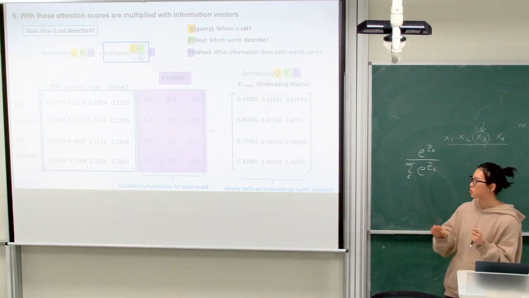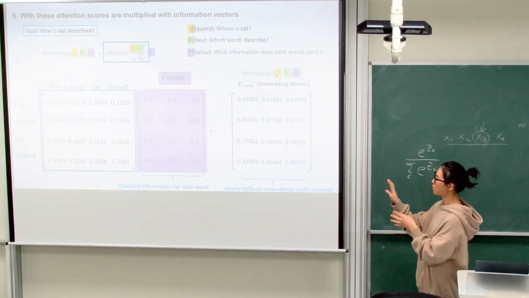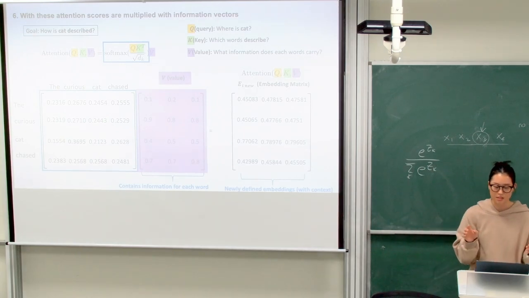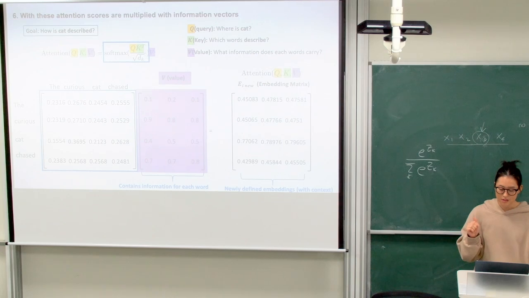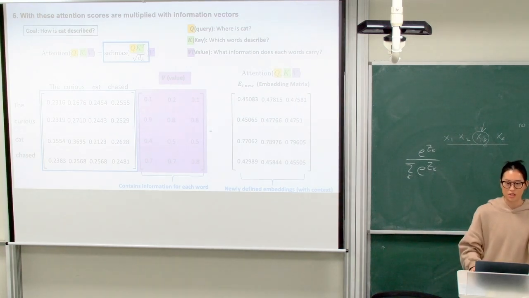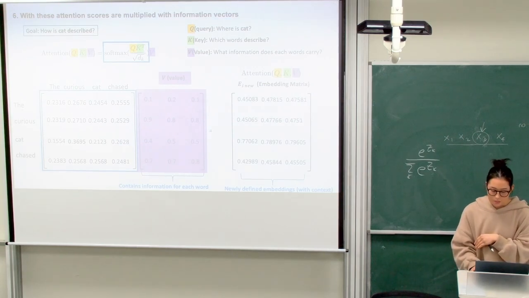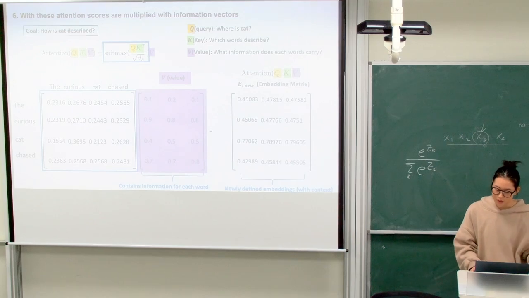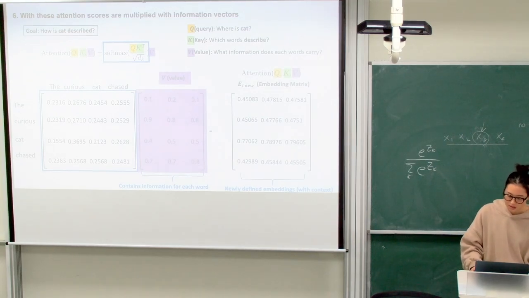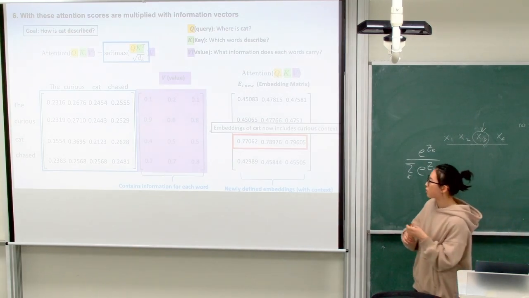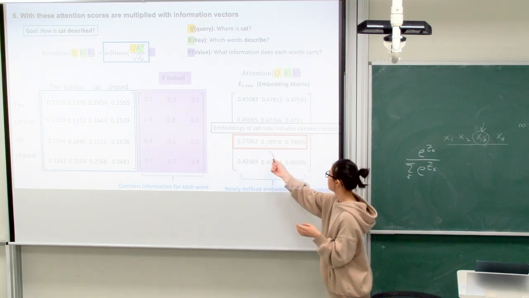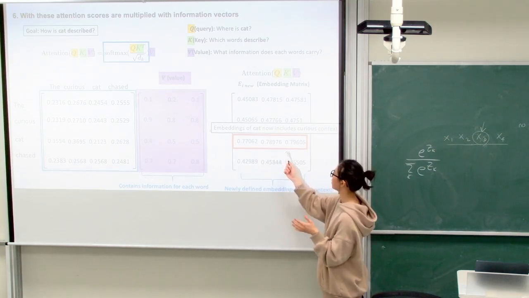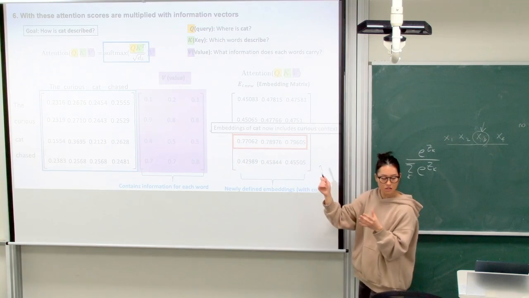Again, these numbers are a little hard to interpret because we're not really sure what big numbers mean and what low numbers mean. But what the new embedding matrix basically shows you is that now the cat row, these numbers, are now including the curious context.